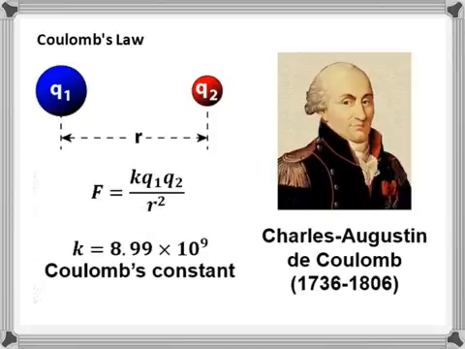Then it took some time until another person I mentioned, Cavendish, came along. He was the one who figured out what this constant K is. He measured it with a very clever experiment and discovered that it's 8.99 times 10 to the 9, if you have your charges in coulombs and your distance in meters. So Coulomb and Cavendish, well, they didn't come together, but they independently figured out different parts of how force works with electricity. This is what we call the electrostatic force, and we call this formula Coulomb's law.